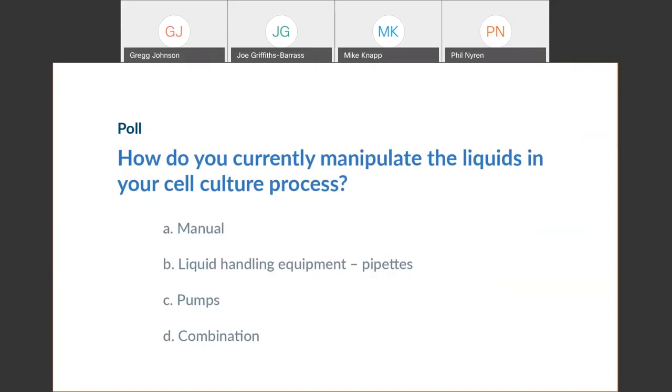Okay, we see the answers coming in. And fantastic. It looks like the combination is the biggest answer, over 50%, followed by pumps. So thank you very much for pulling that together so we can see where we all stand. And now I'll turn it over to Greg.